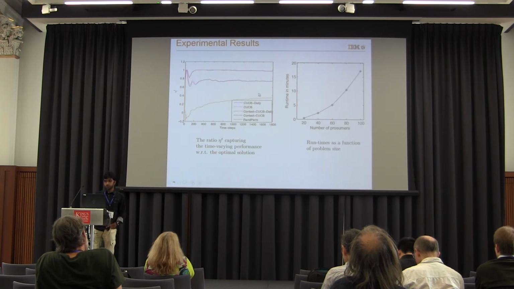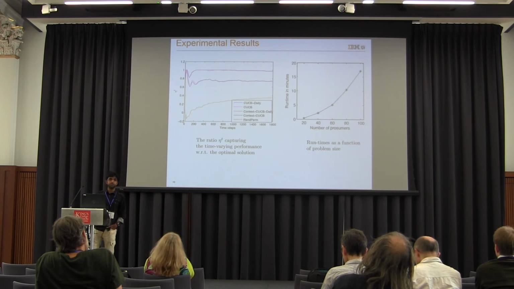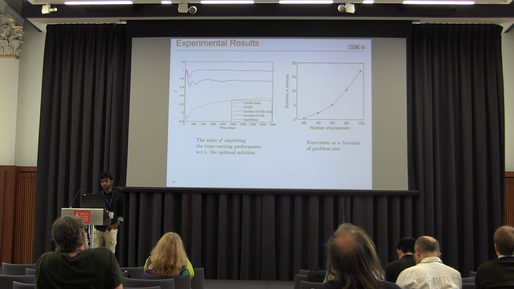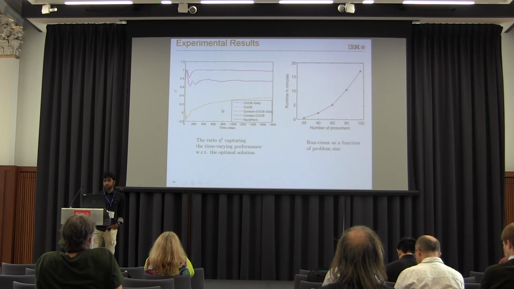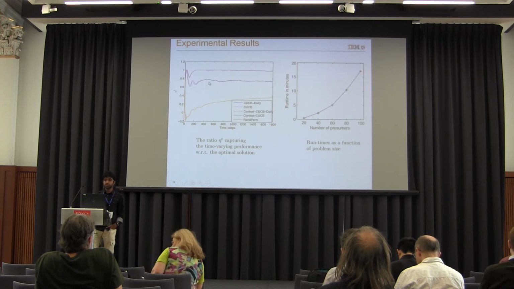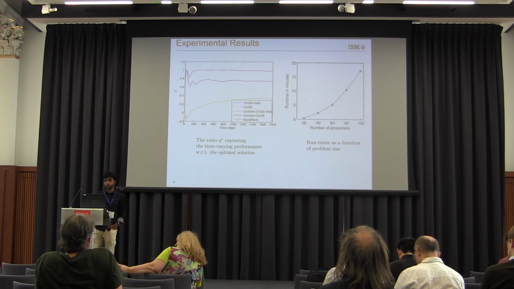This plot on the left hand side shows the ratio of the performance of these algorithms with the optimal one. So as you can expect, Rand is performing really badly over time, and CUCD and context CUCD are somewhere in between, where CUCD daily and context CUCD daily are performing really well. They are almost equal to 1, and you can also see the learning rates over time.